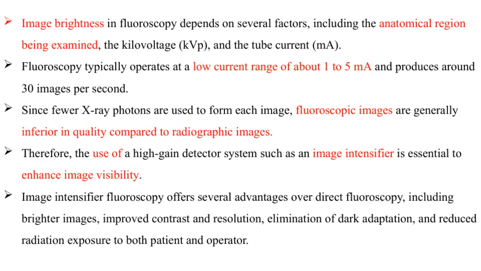Typically, fluoroscopy operates at a low current range, about 1 to 5 mA, and it produces roughly 30 images per second. Because fewer X-ray photons are used per image, the resulting fluoroscopic images tend to be of lower quality compared to standard radiographs. This lower photon count makes it challenging to achieve high image clarity. To counteract this, high-gain detector systems like image intensifiers are essential. They boost the image brightness and visibility, making it easier to interpret the images accurately during procedures.